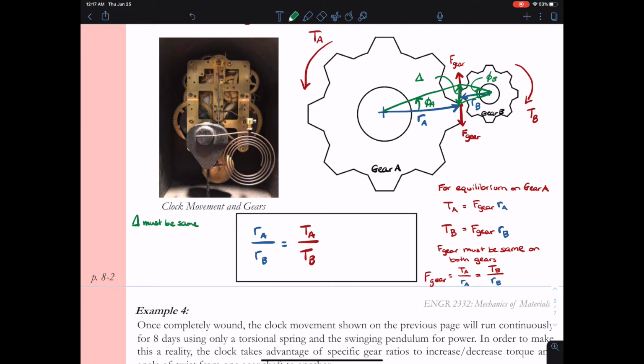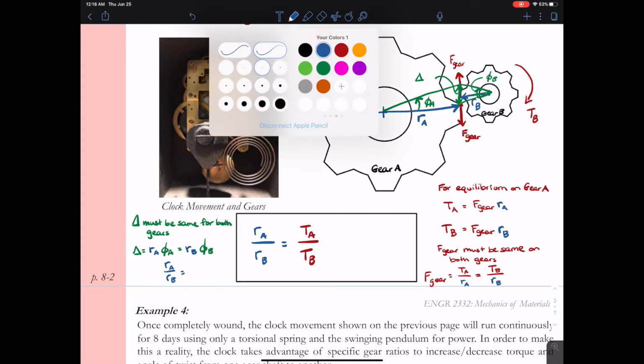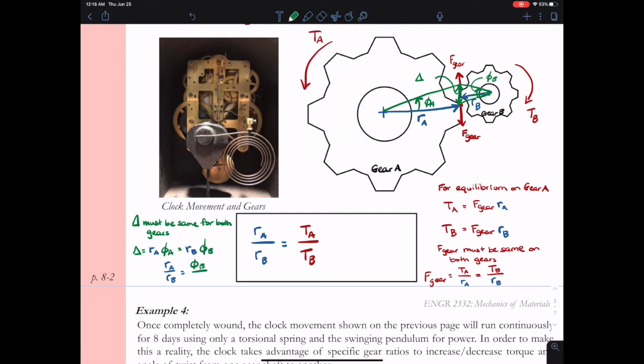I'll say that vertical deflection is delta, and the delta must be the same for both gears. So delta for gear A will be the radius times the angle. This goes back to our arc length formula. Again, for small displacements, we'll assume that the arc length is roughly equal to the straight line distance. This has to equal the radius of B times the angle of twist that gear B undergoes. And so we can rewrite this in terms of our ratio, again, of RA over RB, and that will give us RA over RB equals phi B over phi A.